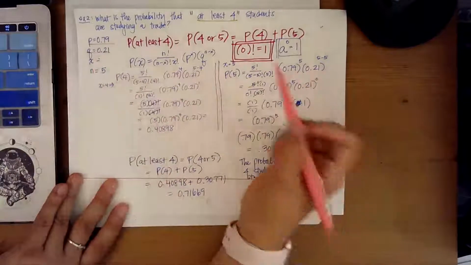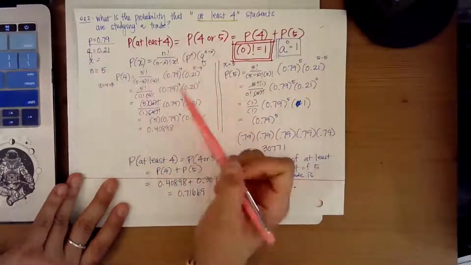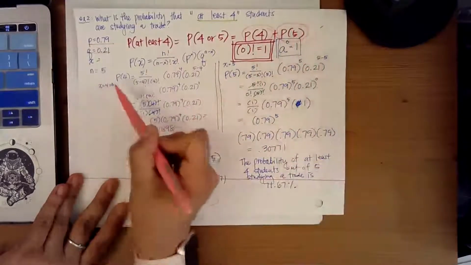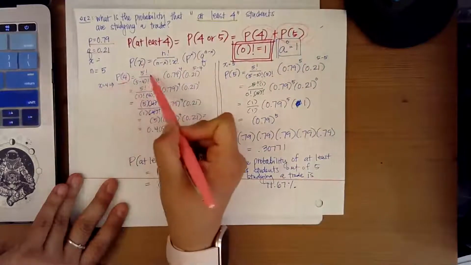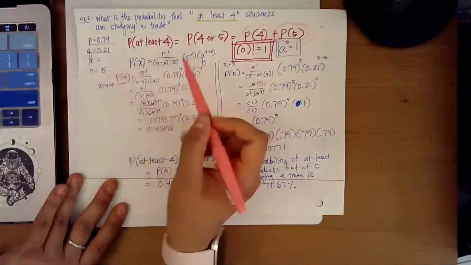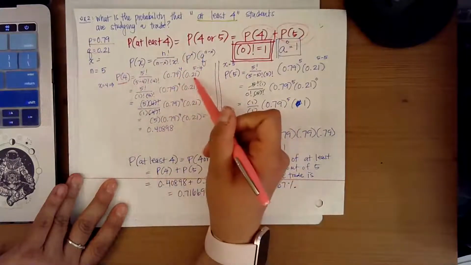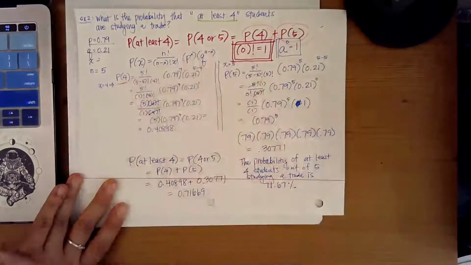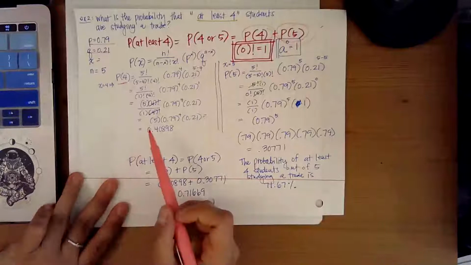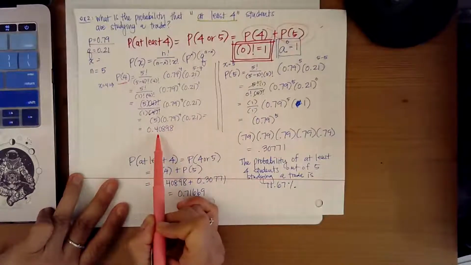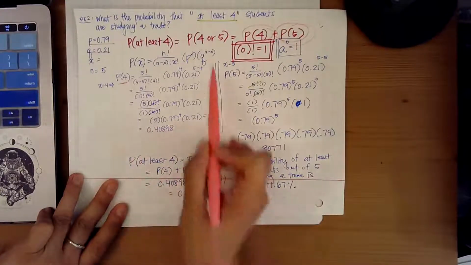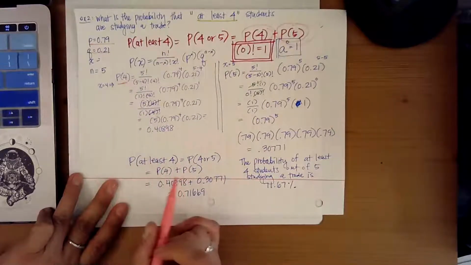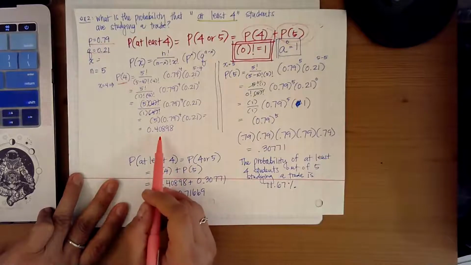So now here, I got to do this scenario twice. I got to find it for 4, but I also have to find it for 5. So here's for P of 4. Wherever there is an X, I replaced it with a 4, N is still 5, P is still 0.79, Q is still 0.21. Okay, so doing this analysis, I'll leave it there so you can see. I recognize that this is going to give me 0.40898. This is the probability of having exactly 4 out of 5 students saying that they are studying a trade is 40.9%.